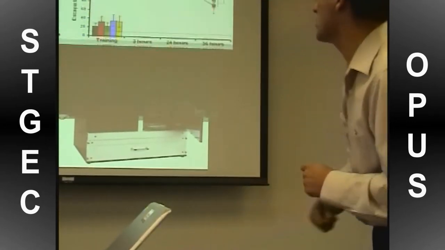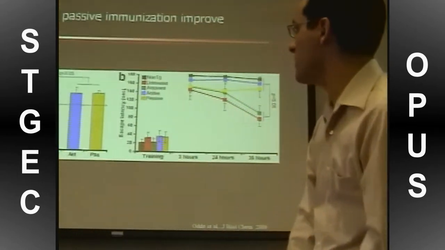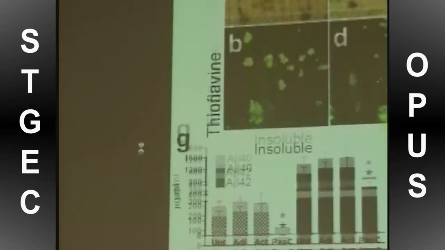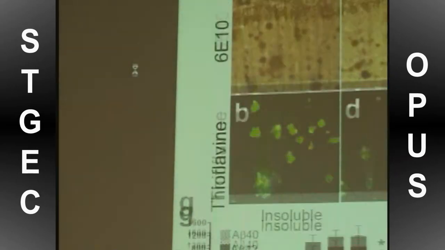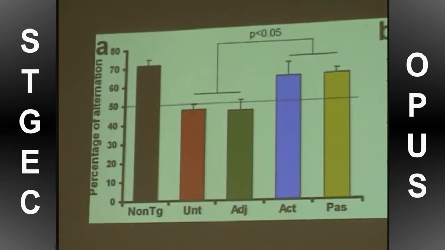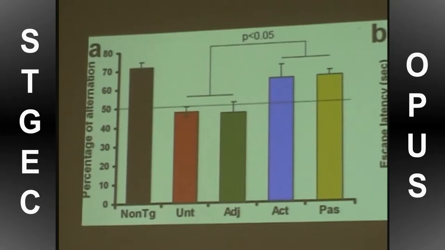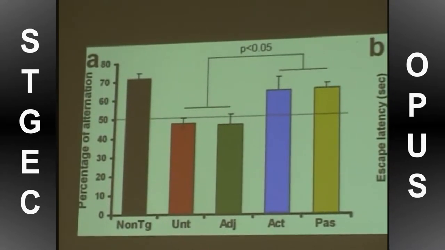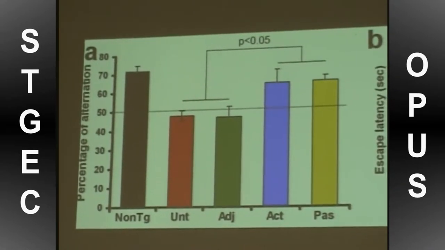And these are the results of the immunization paradigm. Again, this is the T maze, where 50% represents chance, left or right. As you can see, non-transgenic mice alternate about 70% of the time. In red, we have the untreated mice or the adjuvant-treated mice, and you can see they are impaired because they perform at chance level. In blue, we have the actively immunized mice, and in yellow the passively immunized mice, and you can see they perform significantly better compared to the control group.